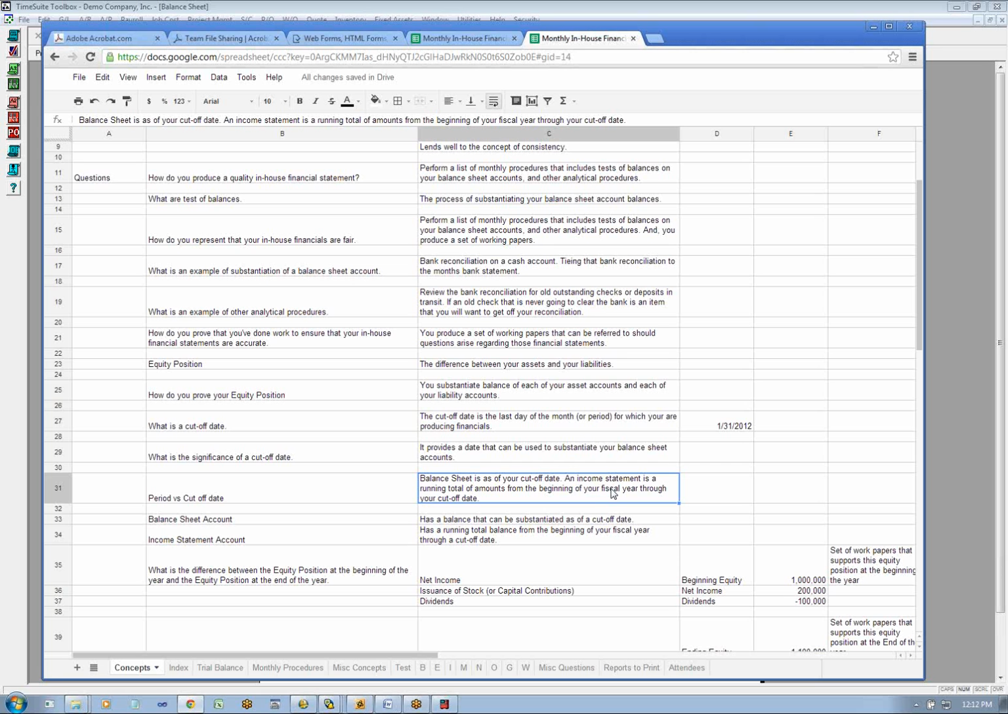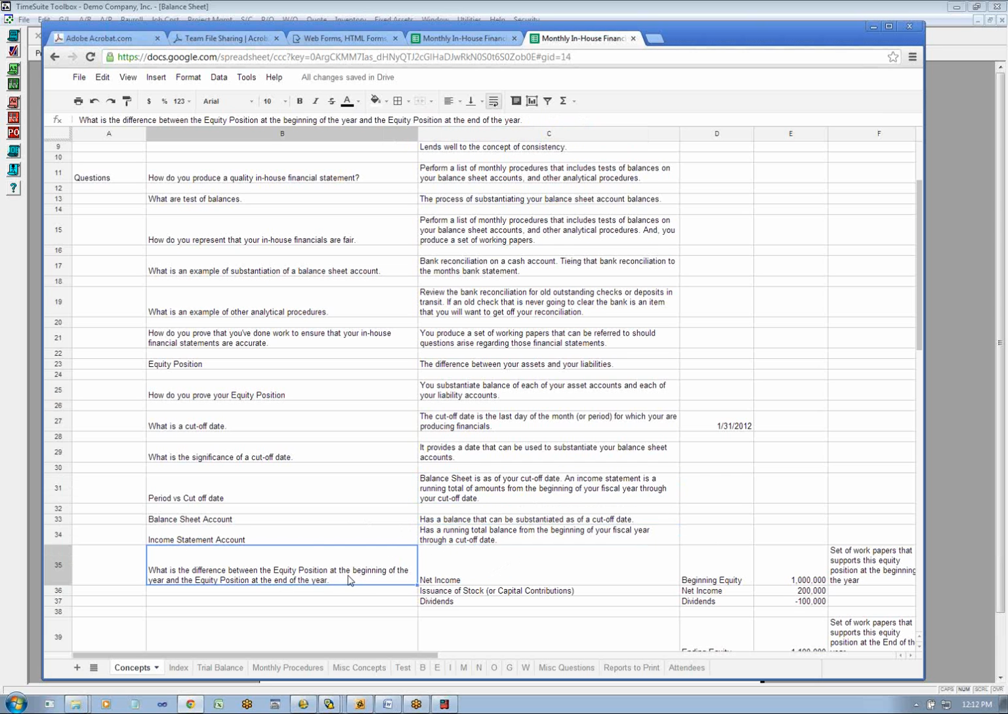On your income statement, you can also run it for a month or a week or however you want to do that. Those two columns can be multiple periods, but we're generally also doing the year-to-date numbers. A balance sheet account has a balance that can be substantiated as of a cutoff date, and the income statement has a running total, okay, through the cutoff date.